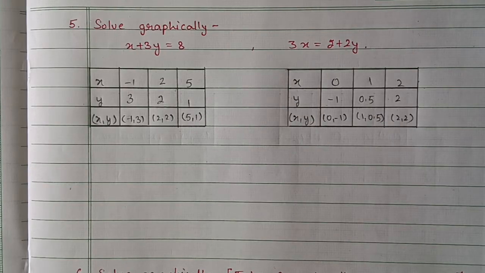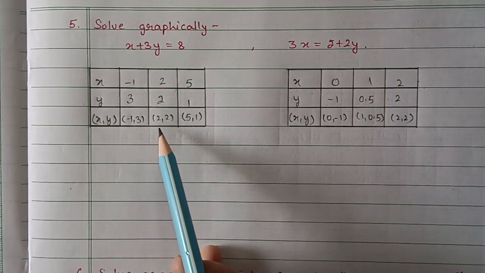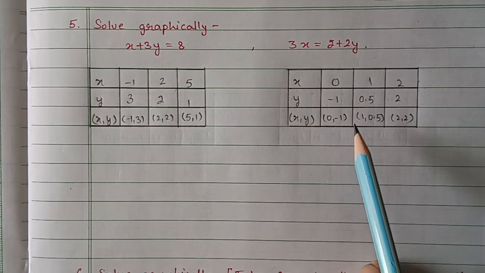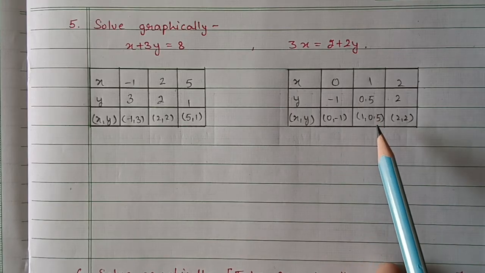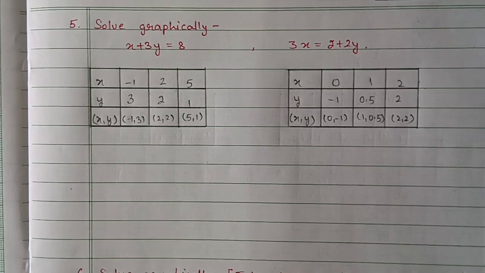Next we have question number 5. Solve graphically x plus 3y equal to 8 and 3x equal to 2 plus 2y. So first find out the 3 plotting points for both the equations. So I have taken here first point minus 1 comma 3, second 2 comma 2, 5 comma 1. And for the second equation 0 comma minus 1, 1 comma 0.5 and 2 comma 2. Now we will plot these points.